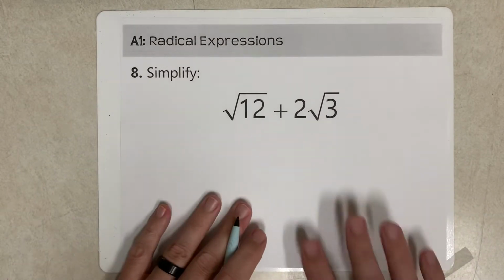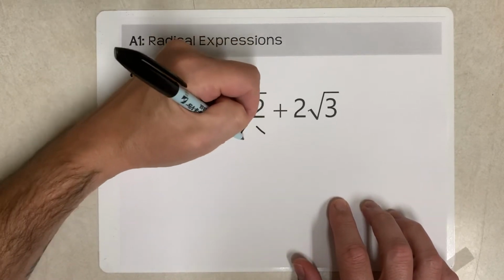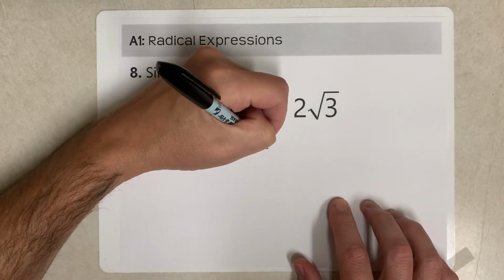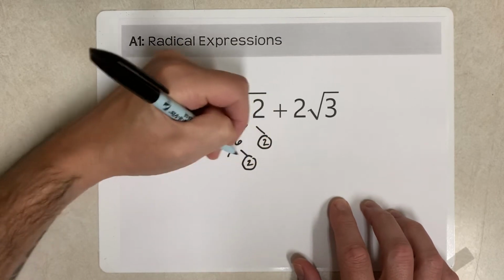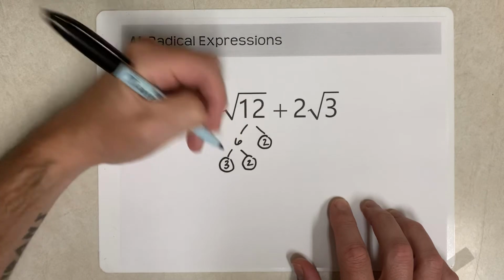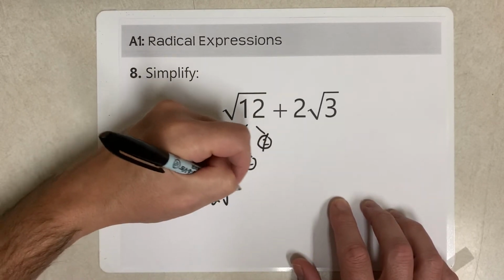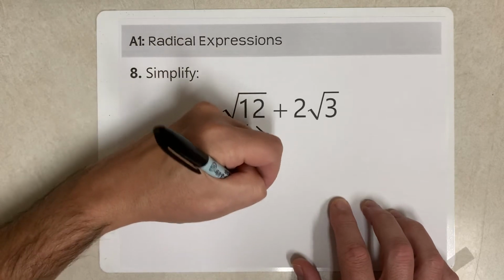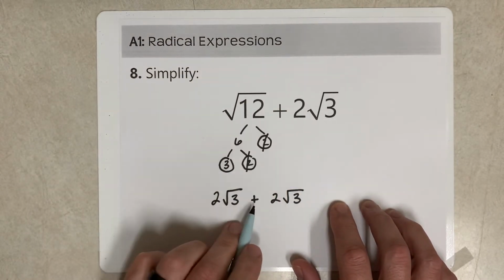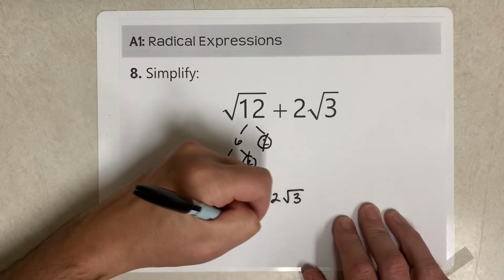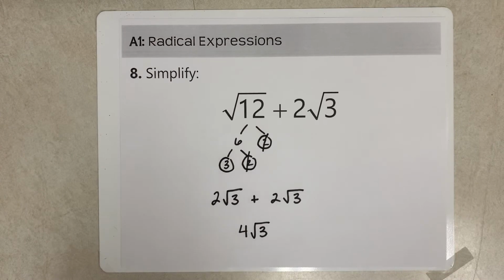Same thing here. The 2 root 3 is already broken down, but the 12 is not. So 12 is 2 times 6, and 6 is 2 times 3. So root 12 is 2 root 3, plus another 2 root 3. That's interesting. 2 root 3's and another 2 root 3's make 4 root 3. And that's it.